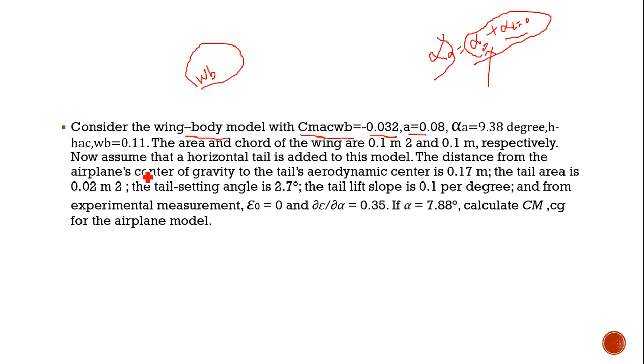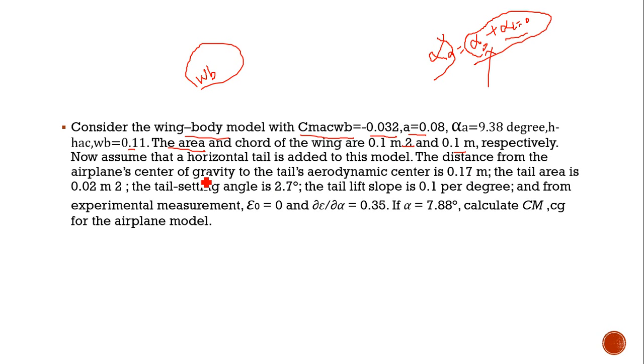Then H minus HAC WB equal to 0. So the moment is equal to 0.11. The area and chord of the wing are 0.1 meter square and 0.1 meter. So the area is 0.1 meter square, chord is 0.1 meter. Now assume that a horizontal tail is added to this model. The distance from the airplane center of gravity to the tail aerodynamic center is 0.17 meter.